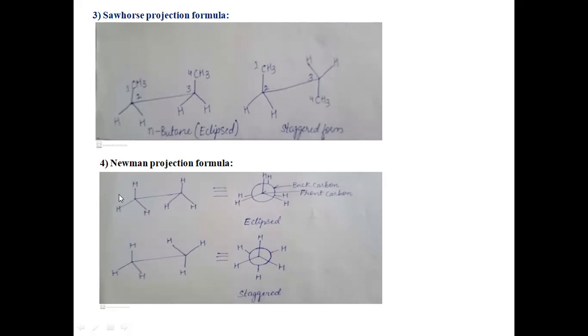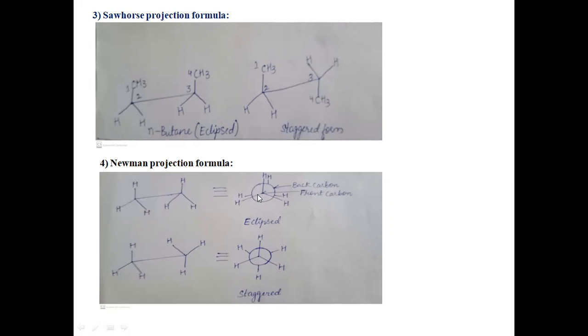This is a Sawhorse projection formula. If we imagine the observer or viewer on this side, this will be the front carbon for the viewer, and this will be the back carbon for the viewer. So the carbon atom nearer to the observer is known as the front carbon and is shown by a point.